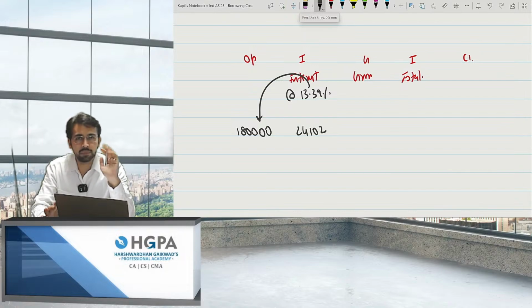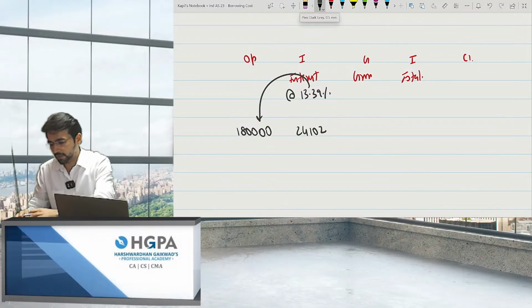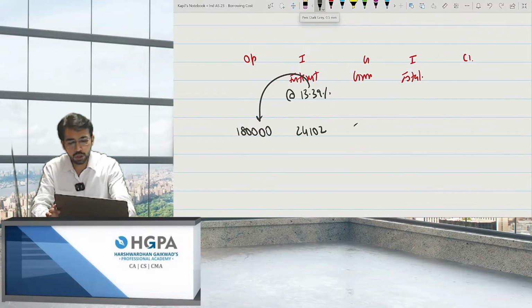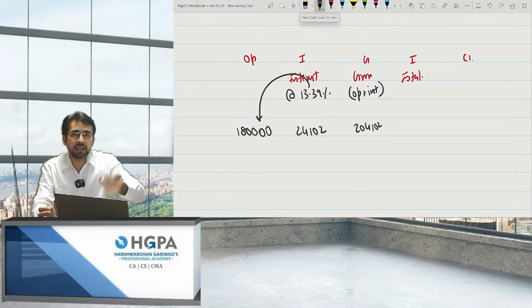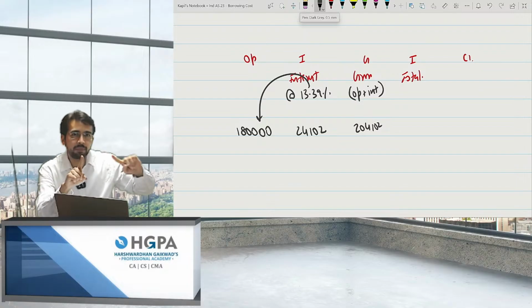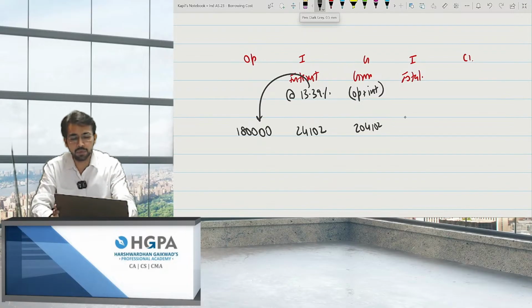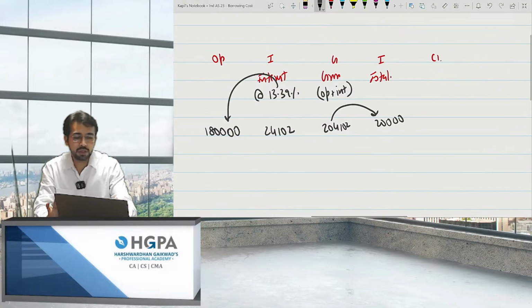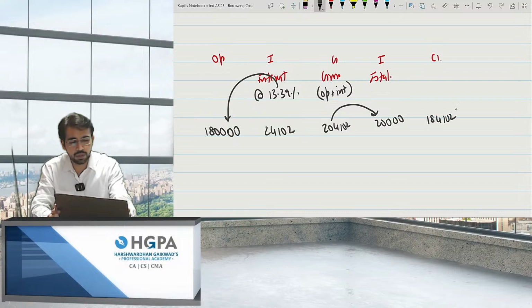Not the coupon rate, but the amount which you are getting at the EIR, 13.39%. 24,102 plus 1,80,000 will give you 2,04,102. That is opening plus interest. Now, do you have to pay something in the first year? The answer is yes. You have to pay interest of 20,000 each year, right? You cannot capitalize 20,000. You will capitalize this 24,102. But the amount you will pay is 20,000. So out of this 2,04,102, you have paid 20,000. So what is the loan remaining? 1,84,102. This is the closing balance.